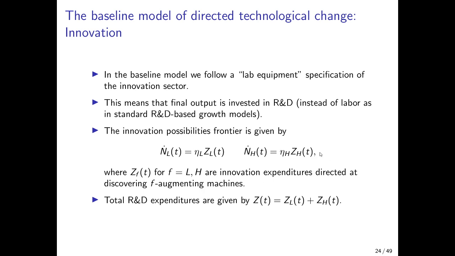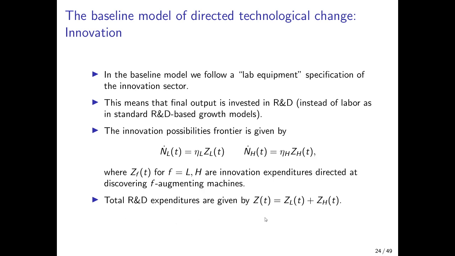Now, output is produced, as I said, by investing final output. ZL is final output invested in the patents for machines for low-skilled workers, and ZH is final output invested for patents production for the machines used by high-skilled workers. And eta L and eta H are the productivities of output in these two sectors in producing the new technologies or the new blueprints, basically.